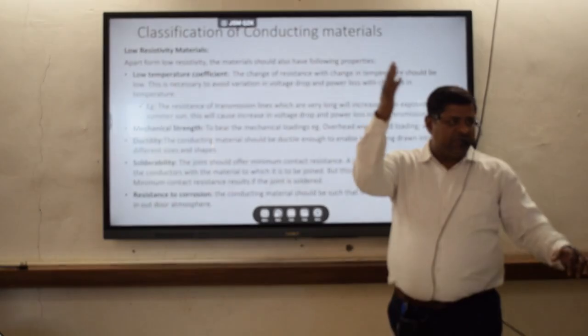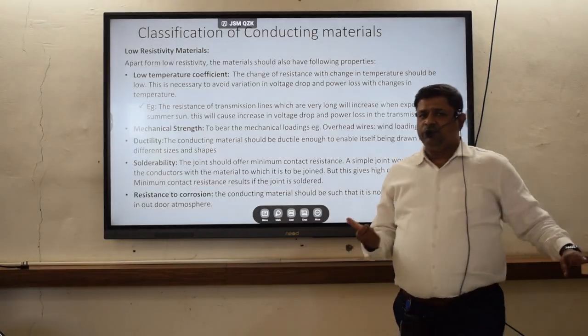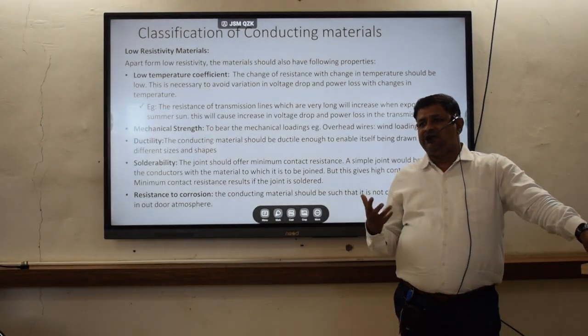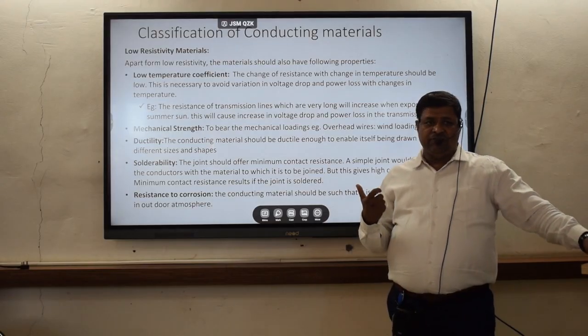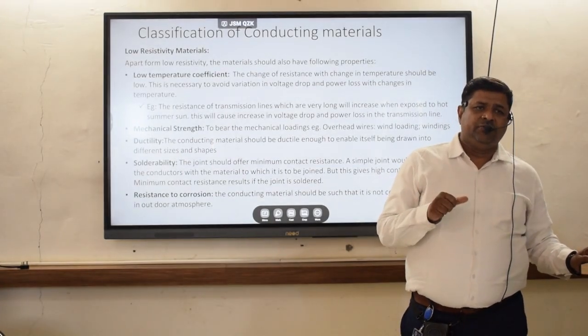Conducting material should be such that it is not corroded when used in outdoor atmosphere. So whatever wire materials we are using, usually you will see that it is not getting corroded due to any effect like water during the rainy season, low temperature during the winter season, or high temperature during the summer season.